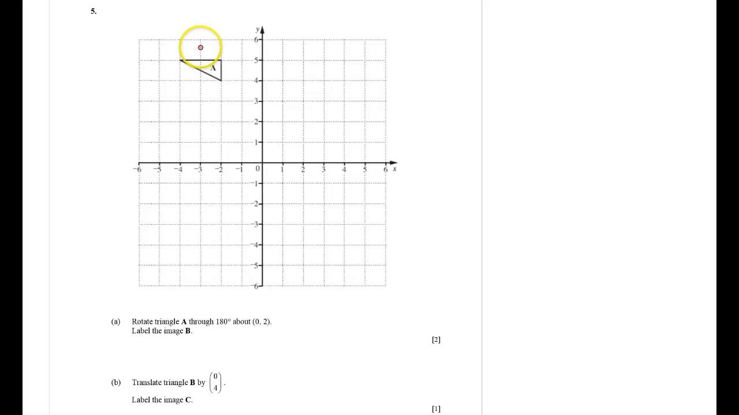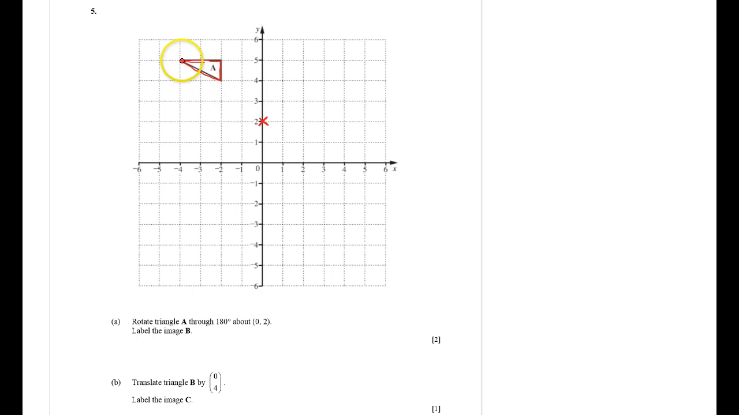Here I've got to rotate triangle A, so this triangle here. So I'll trace that, and about 0,2, that's this point here, I've got to rotate it 180 degrees. It doesn't matter if it's clockwise or anti-clockwise. So basically I'll put my pen on 0,2 and spin that around.